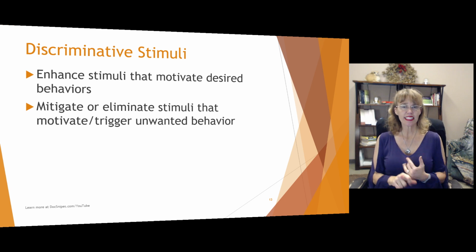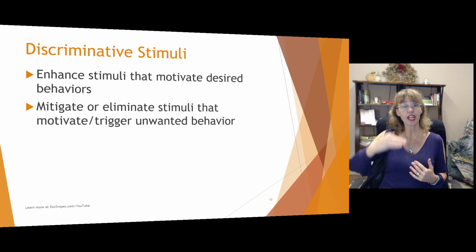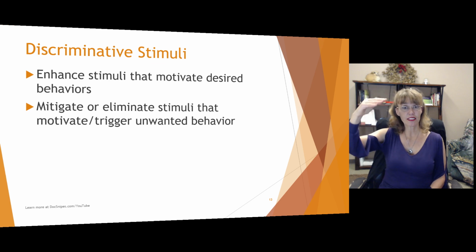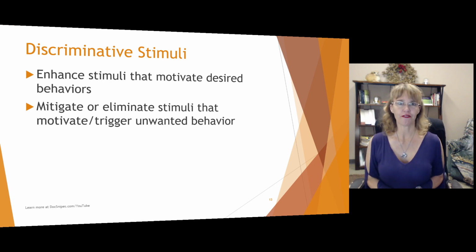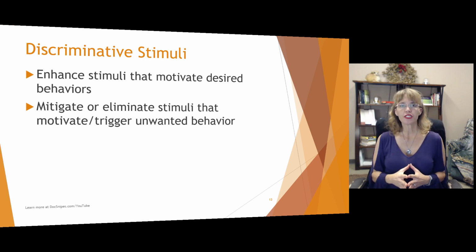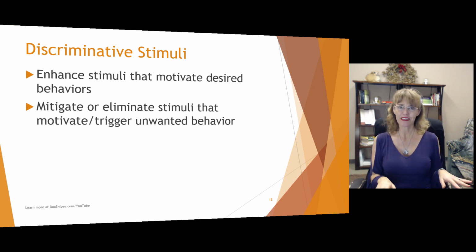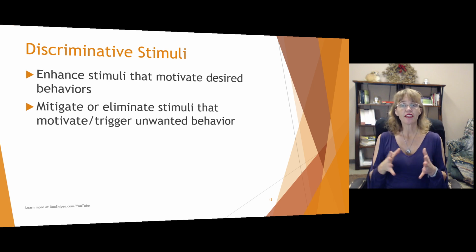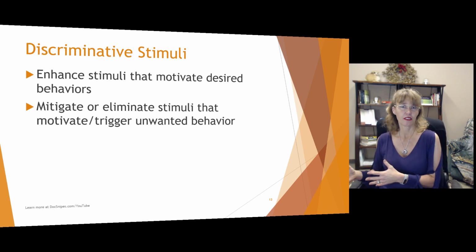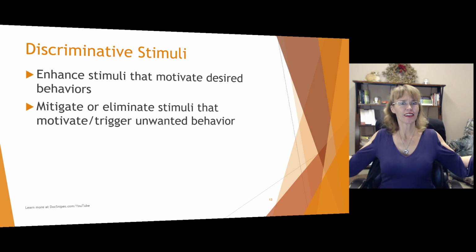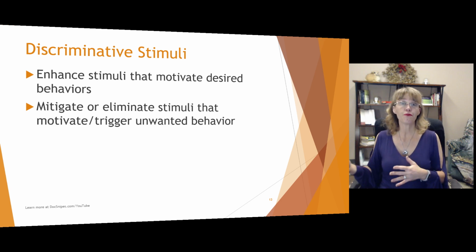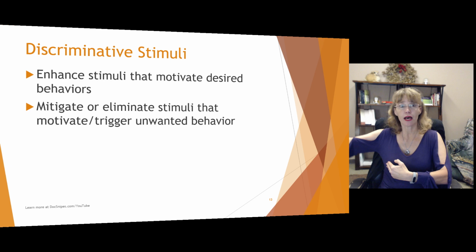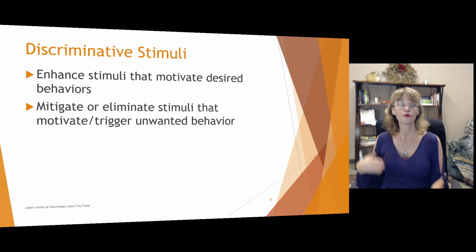Ultimately, you want to enhance stimuli. You want to add stimuli in each area: physical, affective, cognitive, environmental, and relationship that motivate your desired behaviors. You're also going to want to add stimuli in each of those areas that mitigate, because sometimes they can't be prevented, or eliminate stimuli that trigger unwanted behavior. So again, like pain, that's a trigger. We can't necessarily completely eliminate it, but we can learn how to mitigate it so it doesn't end up triggering a desire to use or escape.